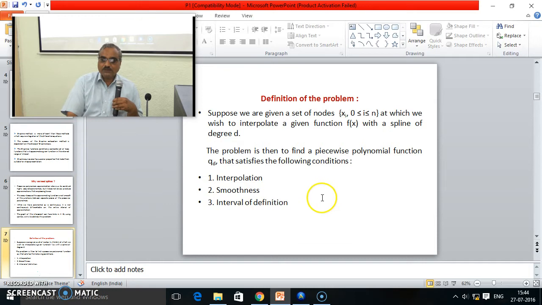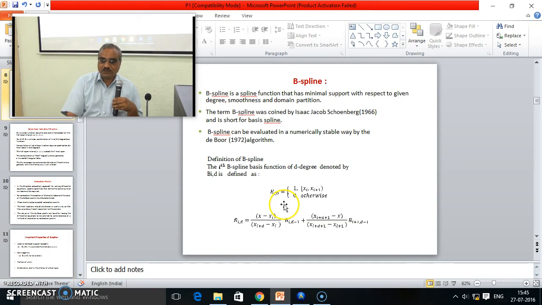Now, definition of the problem. Suppose we are given a set of nodes x_i at which we wish to interpolate a function f(x) with a spline of degree d. The problem is then to find a piecewise polynomial function q_d that satisfies the following conditions. Number 1, interpolation, 2, smoothness, and 3, interval of definition.